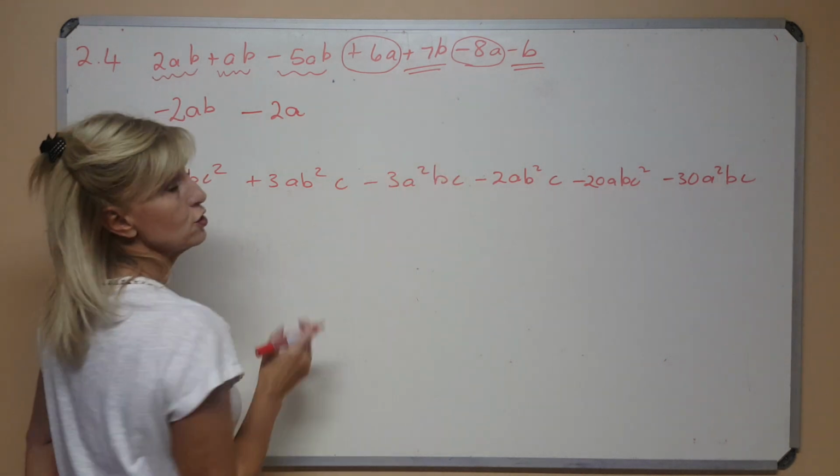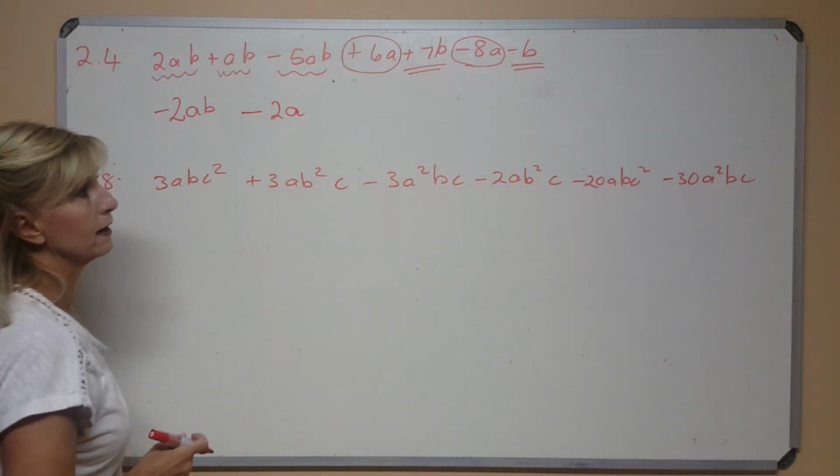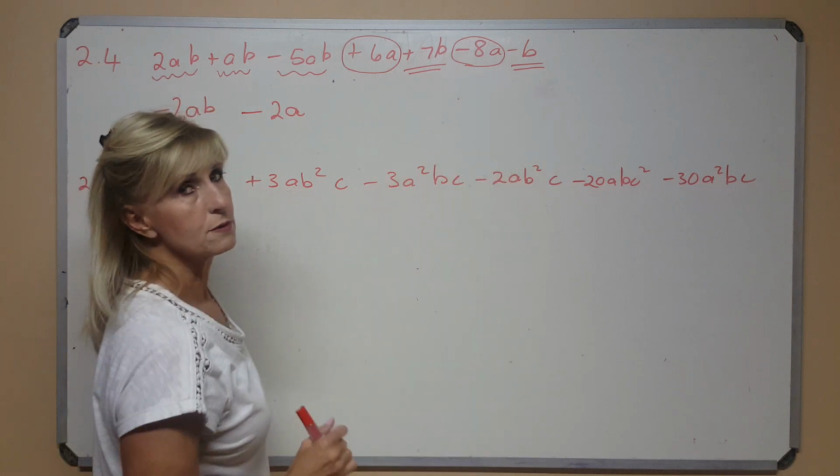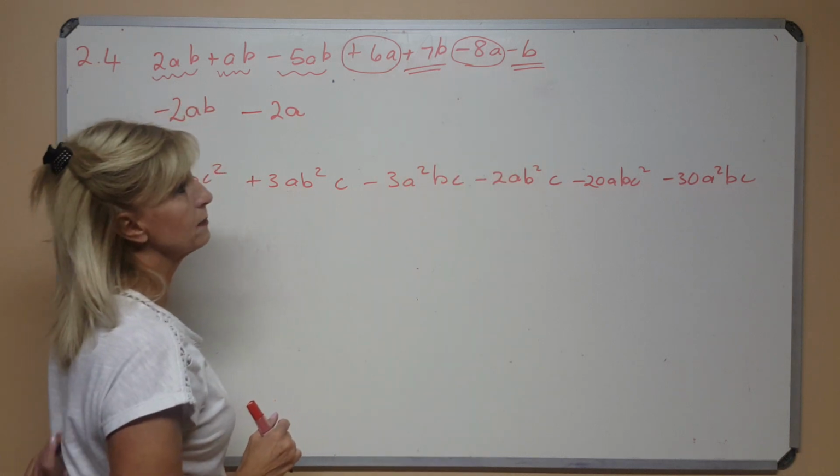6 minus 8 is minus 2, still A. The last two like terms are the ones with the variable B.